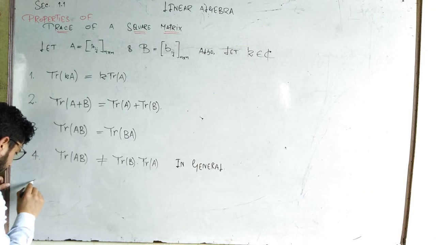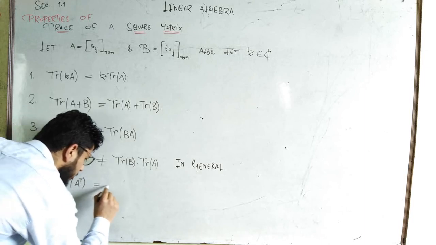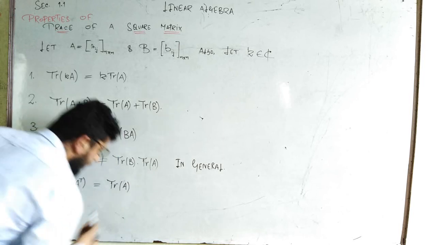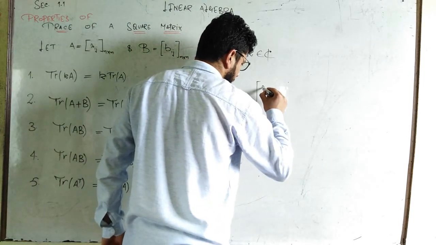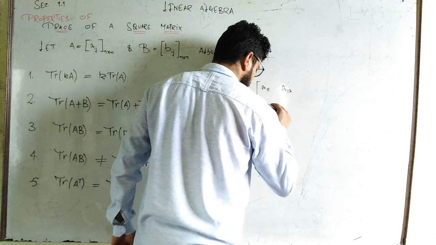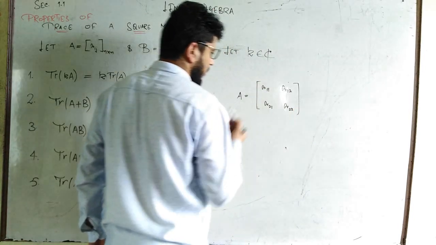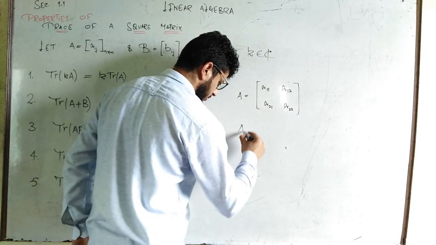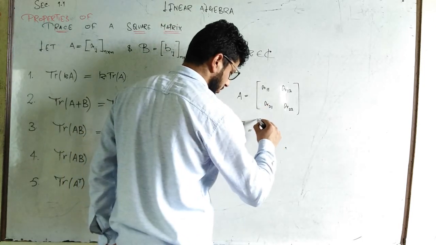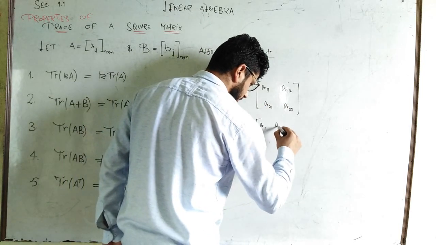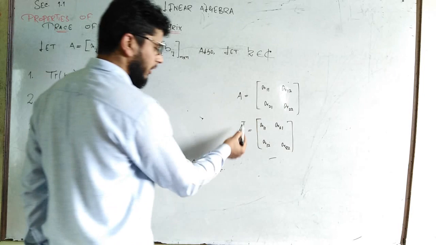And the fifth one is trace of A transpose is equal to trace of A. It's a square matrix. If this is a matrix A, you can clearly see that if you take the transpose of this, what we're concerned with are the elements on the diagonal, and they will not change their positions. They will remain there. You will see that it's A11, it's A21 and A12, A22 as it is. So the diagonal remains. That's why we say that trace of A is trace of A transpose.